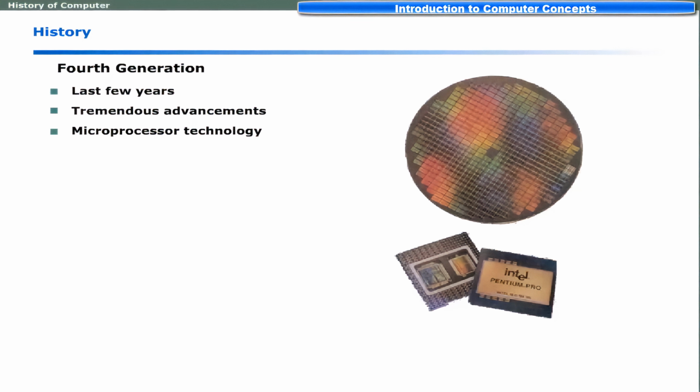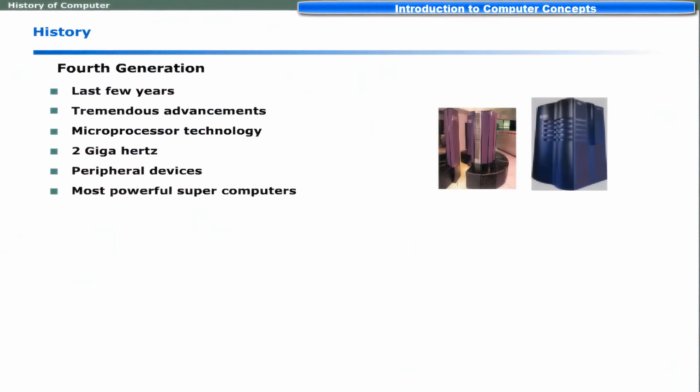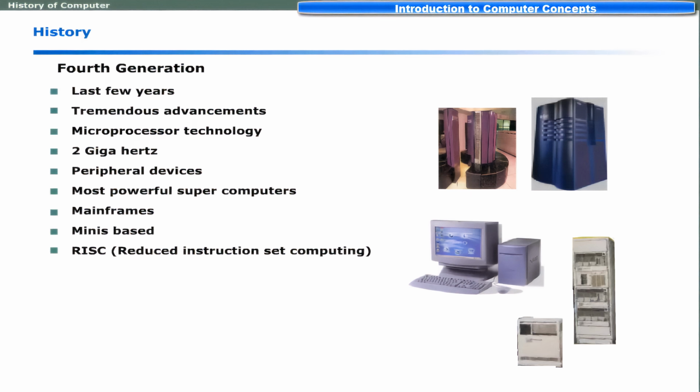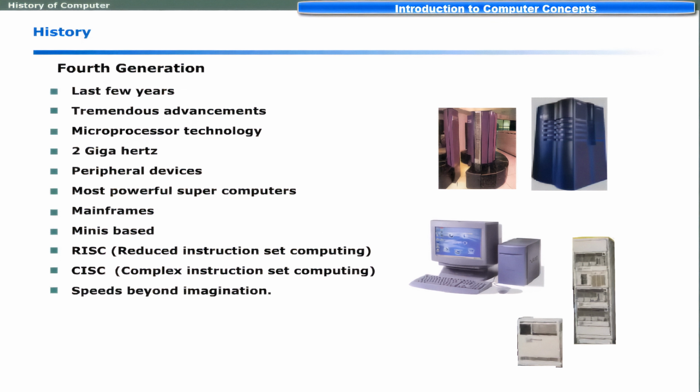Dear learners, during the last few years, there has been a tremendous advancement in microprocessor technology, and now personal computers operate at speeds up to 2 GHz. There has been a considerable advancement in computer peripheral devices. Most powerful supercomputers, mainframes and minis based on RISC and CISC computing technologies are available at speeds beyond imagination. Dear learners, by the time you finish this course, you may visualize drastic changes in computing technology around you.